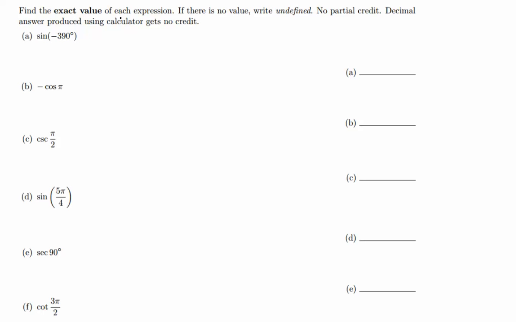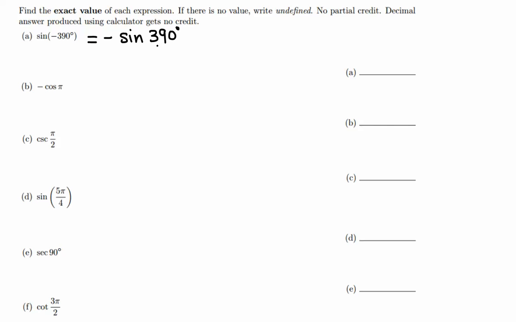Find the exact value of each expression. In part A we have sine of negative 390 degrees, the sine of a negative angle, and we know that the sine of a negative angle is the same as the negative of the sine, because sine is an odd function. Sine and tangent of negative angles are the negative of sine and tangent. Cosine of a negative angle is just the cosine of that angle.